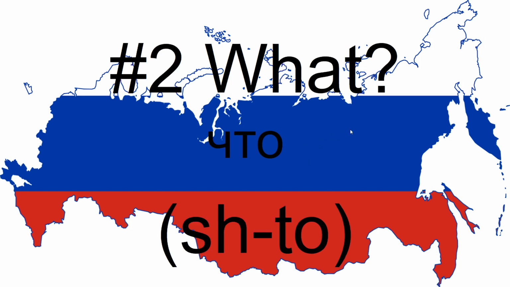Next one we have is what. This one is a little bit different in the way it's pronounced as to how it's spelt. It starts with the ch sound, but obviously it's not ch-to, it's shto. So the ch changes into a sh sound. So shto means what. Example would be Что ты видишь? What do you see? Or Что вы видите? What do you see? More formal.